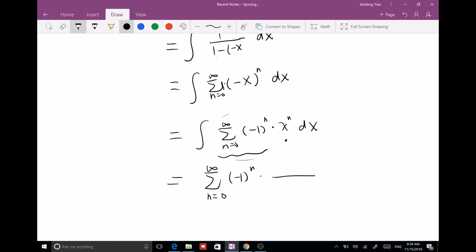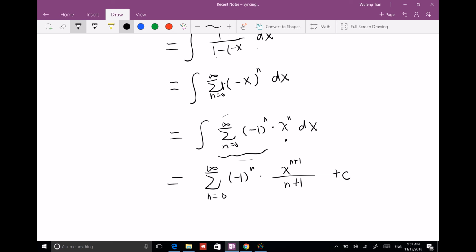Jasper, could you please tell me what is the antiderivative of x to the power n? Very good, thank you very much, Jasper. So it's x to the m plus 1 over m plus 1. So now I have plus c.